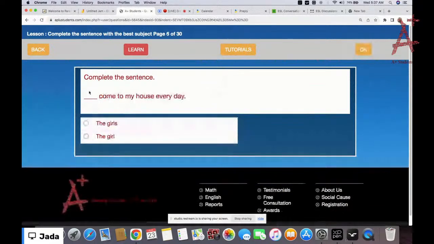So you look at this. Dash comes to my house every day. Come. Come does not have what? An S. Okay, Dash come to my house. Come. So if it says come, then it's going to be what? The girl. So you need what? A subject with S. Okay? So it's going to be, yeah, this one.